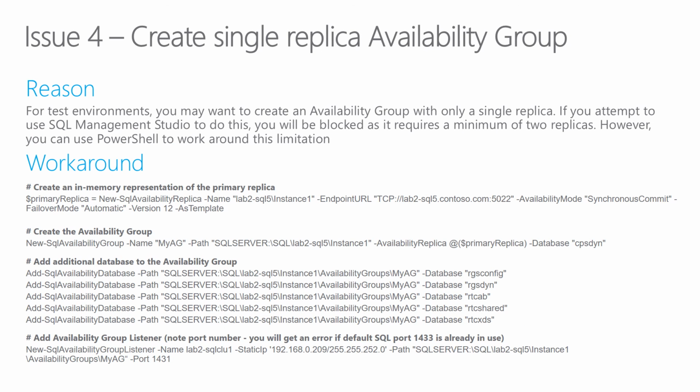Issue 4. Create single replica availability group. For test environments, you may want to create an availability group with only a single replica. If you attempt to use SQL Management Studio to do this, you will be blocked as it requires a minimum of 2 replicas. However, you can use PowerShell to work around this limitation. The specific cmdlets for this process are shown in the following screen.